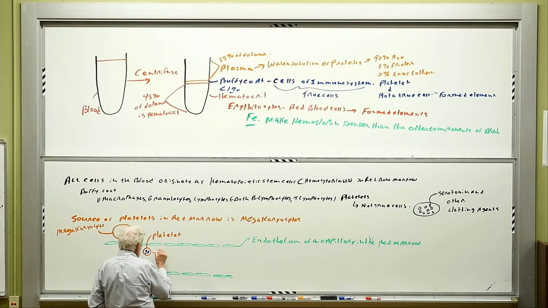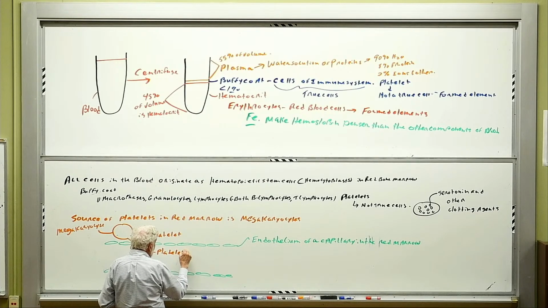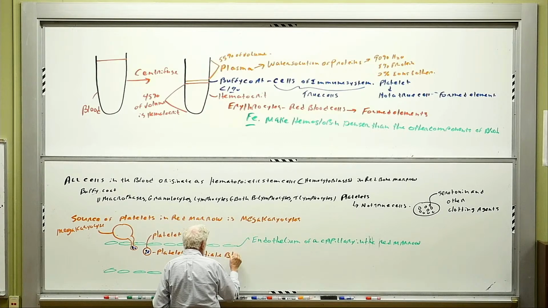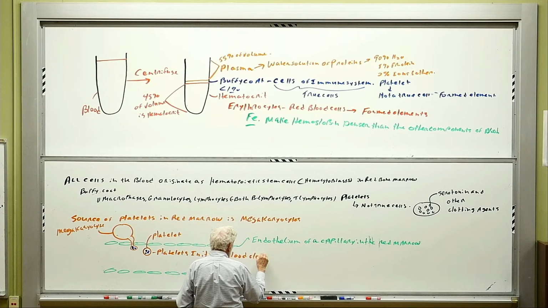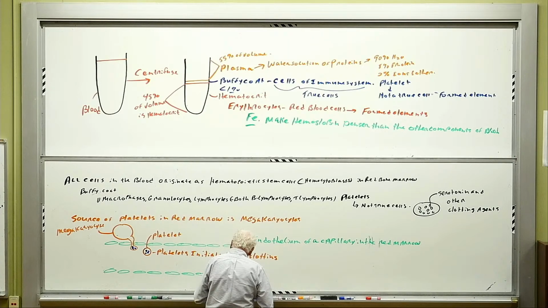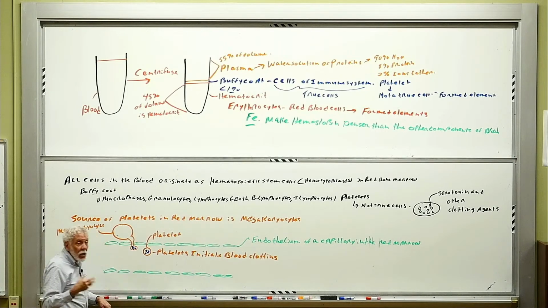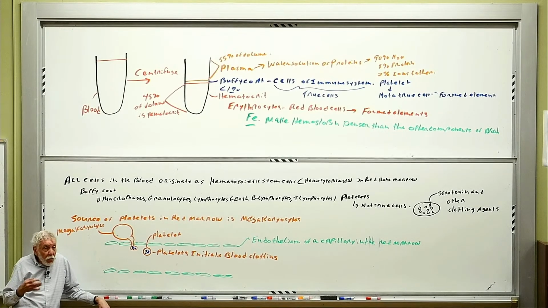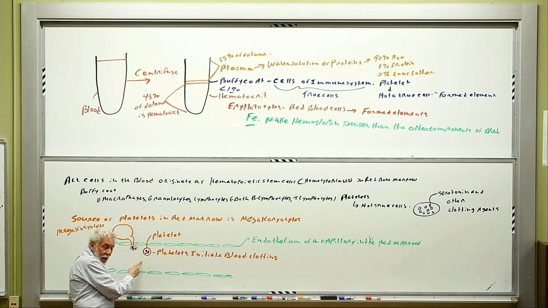The platelets initiate blood clotting. Now, the function of the platelets in blood clotting is pretty clear. When you cut yourself, you start to bleed, you need to stop that bleeding. And these platelets are one of the first formed elements, one of the first structures involved in the clotting. If you don't have adequate platelets, you can't clot blood. And that's certainly a big problem if you cut yourself.